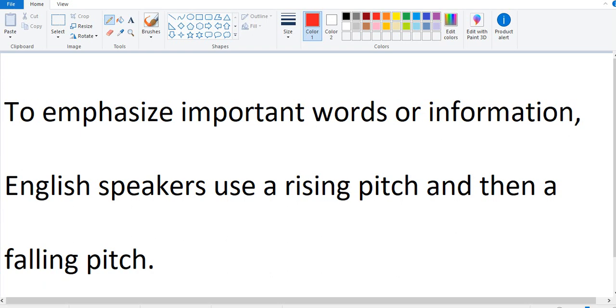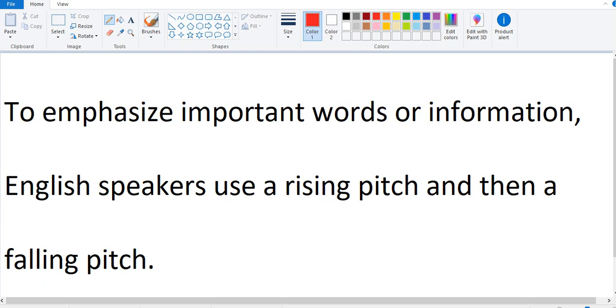Now, I'm going to share a big idea with you about English intonation. And here's the big idea. In English intonation, speakers use pitch to emphasize important words. So, if an English speaker is emphasizing an important word or an important phrase, their voice will get high, and then their voice will get low. So we have a high pitch and a low pitch.